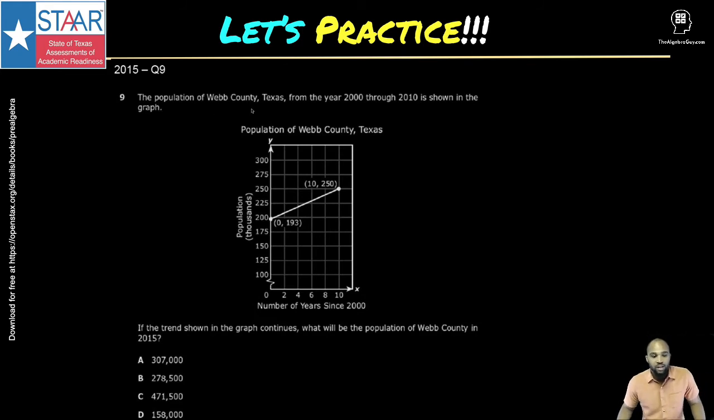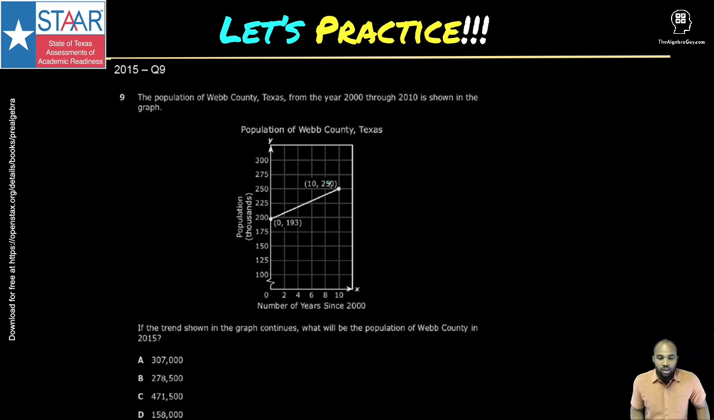Population of Webb County, Texas from 2000 through 2010 is shown on the graph. If the trend shown in the graph continues, what will be the population of Webb County in 2015? So we're making a prediction now given this data. Now notice that as we discussed before, although they're talking about 2000 to 2010, they don't put 2000 here. They just start at year 0. They start counting from number of years since 2000, as we discussed earlier.